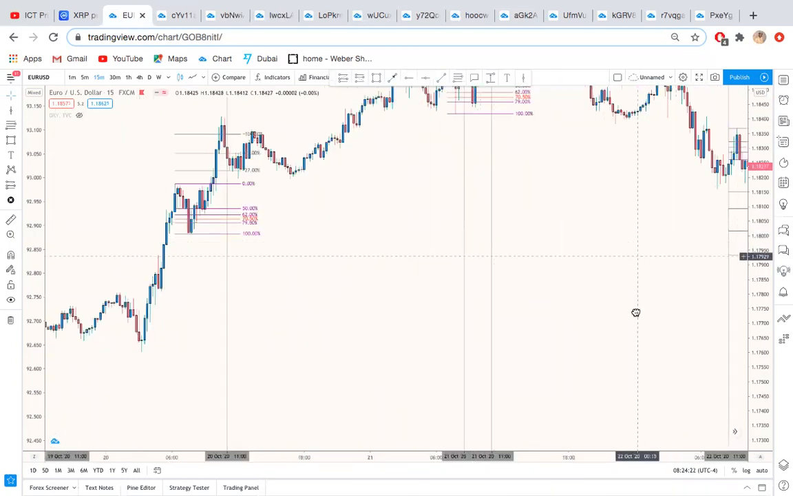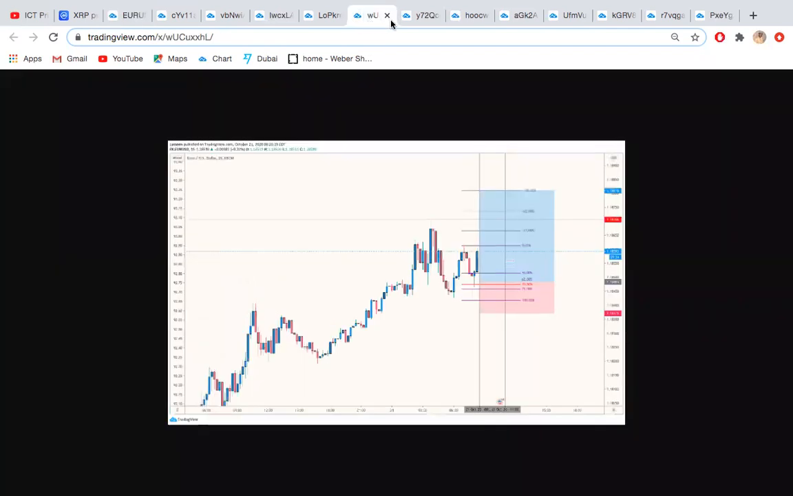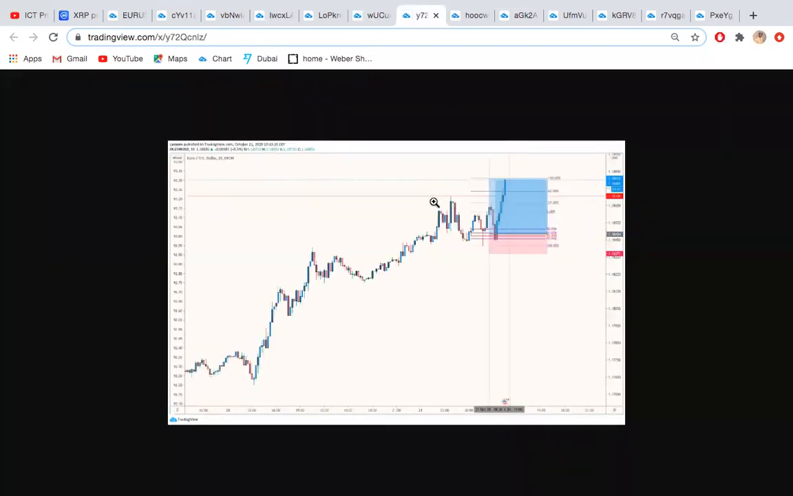Also the third one, the low was from London, and the high I used was from London also. Price traded back up to the 79% retracement level, and then you can see how it pushed up to this negative 100 extension. I wanted price to take out the buy stops from this high, and it did.